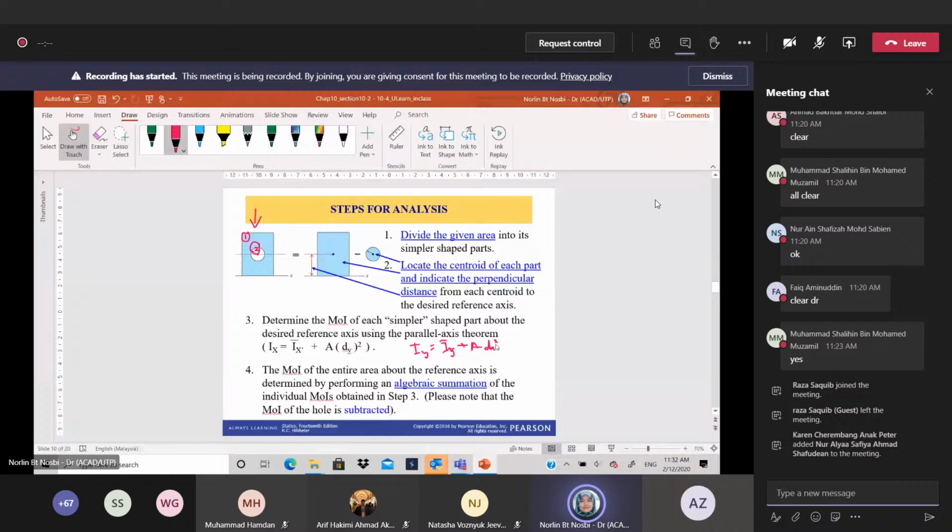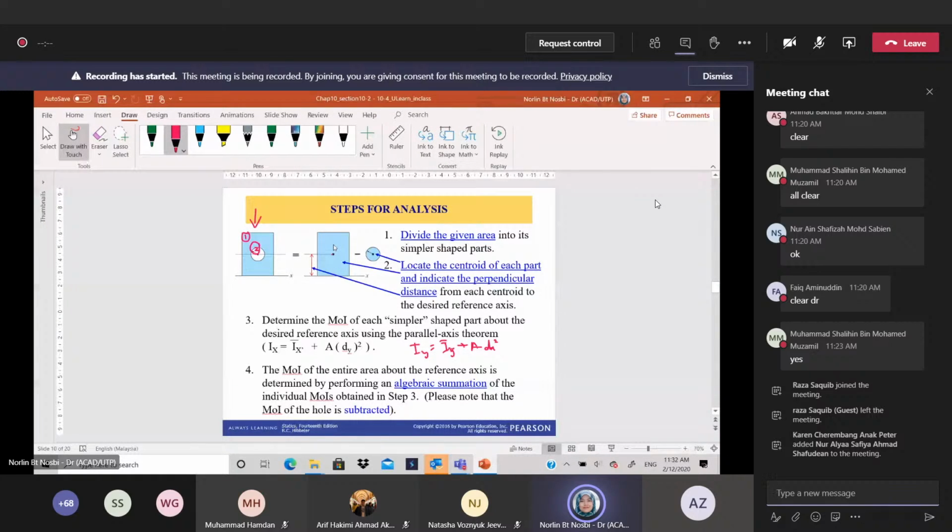Okay, now step 4, you have to solve the question. I remind you, the first step you need to divide the area. There will be a rectangle and a square. And then you have to locate the centroid for each shape. It is not the summation, but you have to find the centroid for each shape.